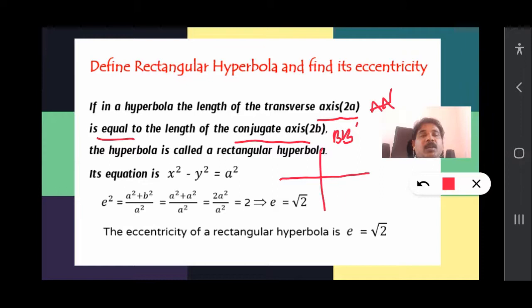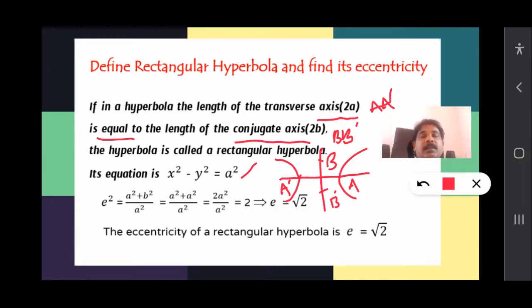This is the hyperbola. This is A, this is A dash, this is B, this is B dash. Therefore, A A dash is equal to B B dash. Then the hyperbola is called rectangular hyperbola. The equation of the rectangular hyperbola is x square minus y square is equal to A square.